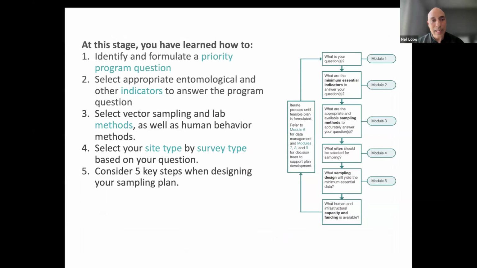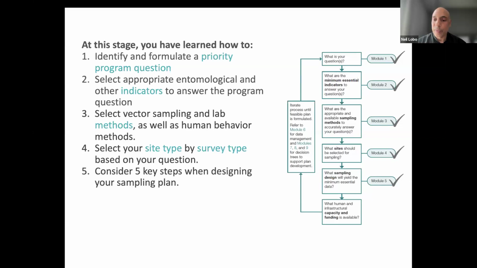So at this stage, we have looked at how to identify and formulate a priority program question. I've basically gone through the whole ESPT by now. We have learned how to select our entomological and other indicators to answer our question. We have figured out what sampling method would be used to collect our indicators to answer our question. We just went over how to select sites and a sampling design, which hopefully was useful to you.